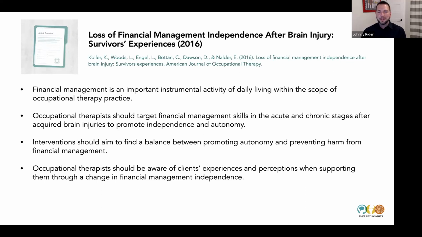Interventions should find a balance between promoting that autonomy and preventing harm from poor financial management. When they haven't developed enough insight, they don't have the cognitive abilities to reason through and make sound decisions, but there is that balance there. We could talk about, with Megan's activity that she just shared, what are appropriate things that they can start taking control over? Again, what are things that maybe they're not ready for control of? So we have to be aware of their experiences and perceptions when supporting them through this change, and include them throughout this entire process.